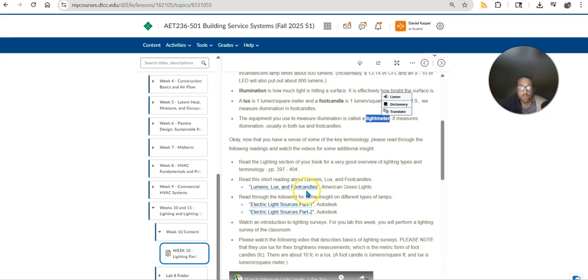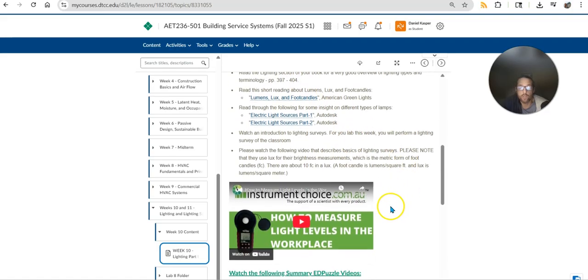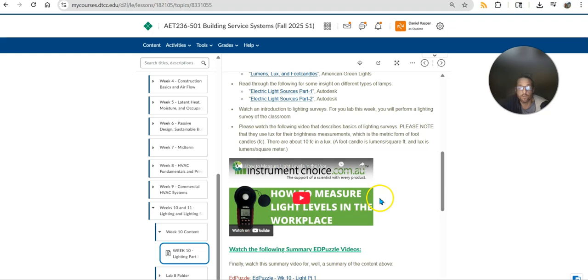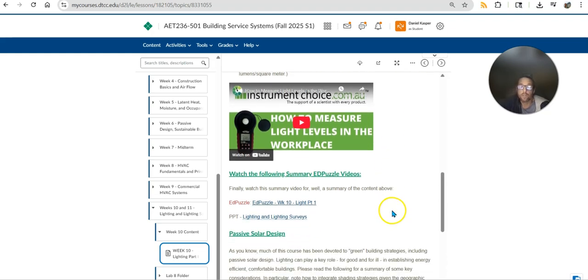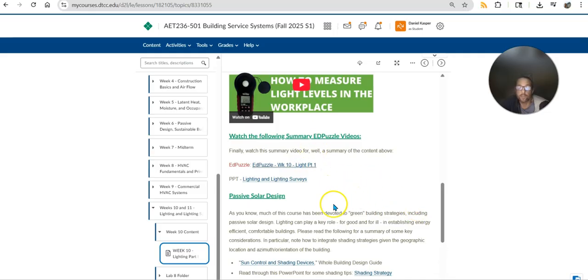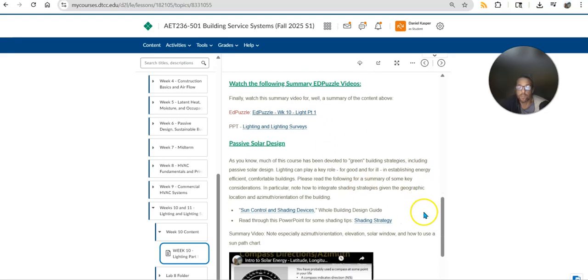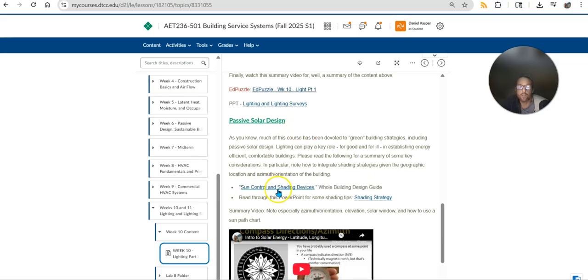And so there's some readings here which are really, really helpful. This is good. It sort of explains how to use the light meter. It's of course your usual Ed puzzles, PowerPoint posts. I want you to look through these passive solar design principles.